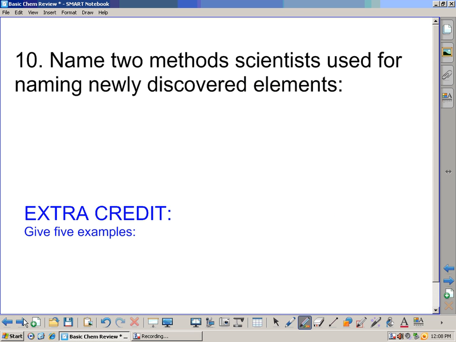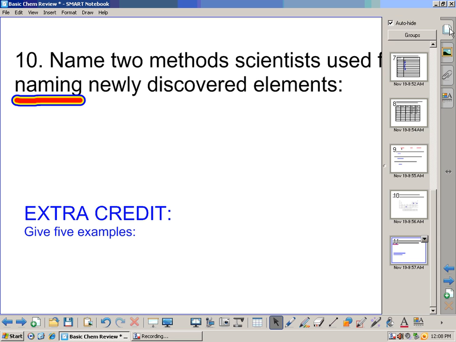Number 10, name 2 methods scientists use for naming newly discovered elements. Keep in mind this question is not asking how did they come up with the symbol. They wanted to know how were they named. And some of the most popular ones were to name them after locations, such as Californium, or you could name it after scientists, or you could even name it after Greek or Latin words. So those are some of the ways, and there are lots of examples of those ways being used on the periodic table. Well, that concludes our review video.